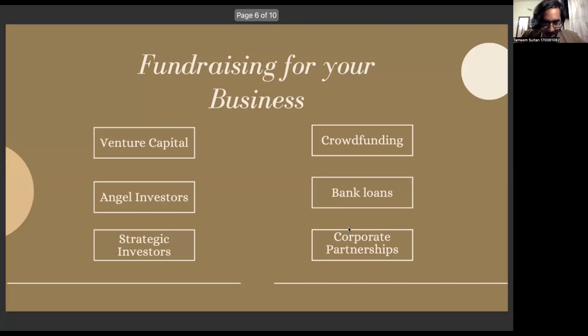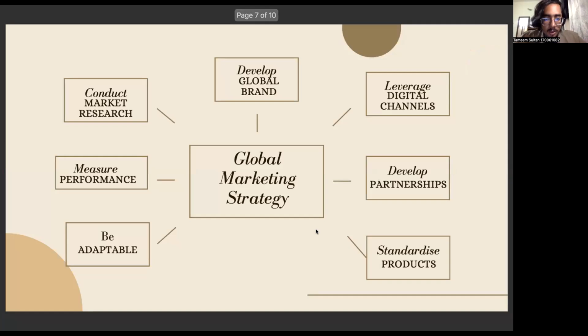And then there are strategic investors. Strategic investors are companies that invest in startups with the goal of gaining access to the technology on the market. These investors can provide funding and expertise as well as access to distribution channels and partnerships. So by exploring these different funding options, entrepreneurs can generate the financing they need to create a successful business.